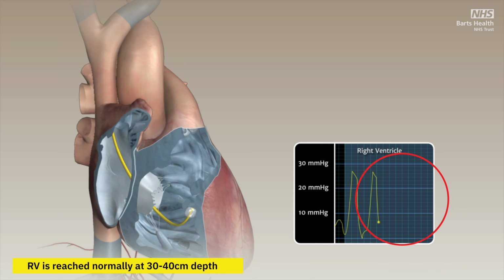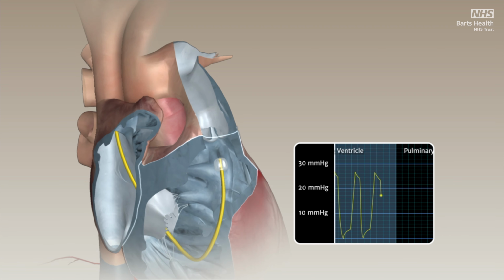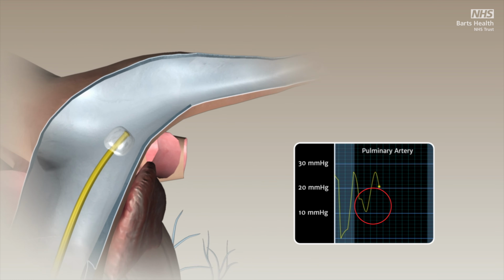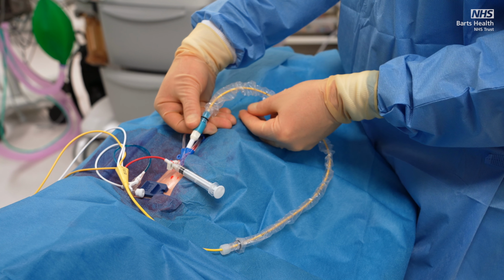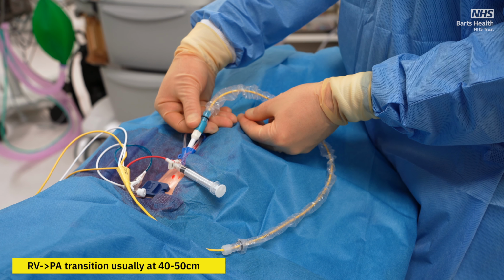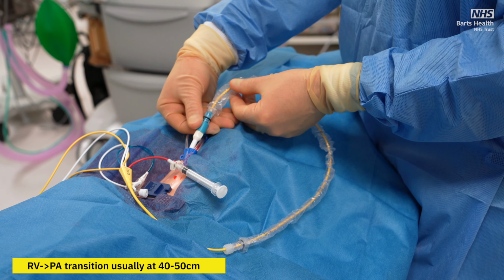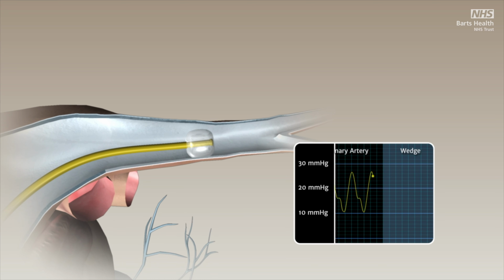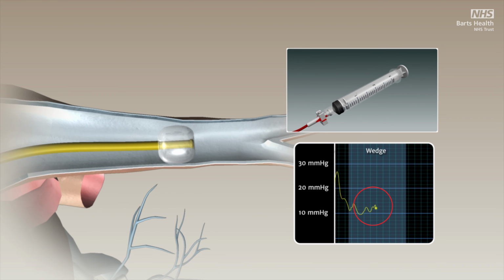Once you have identified this waveform, continue to advance the PA catheter and you see a step up in the diastole pressure of this waveform, such to suggest that you have crossed the pulmonic valve. Again, you should expect to find this at around 40 to 50 centimetres. Continue to progress the catheter in the same way until the waveform becomes damp and the trace stops being pulsatile. This is the pulmonary artery occlusion pressure.